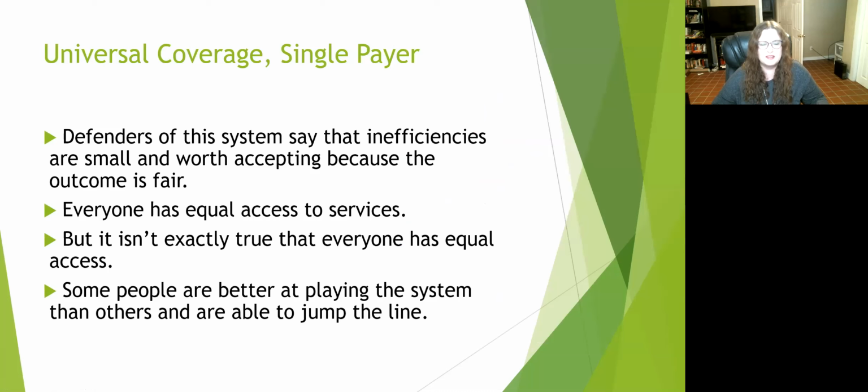Defenders of the system say that the inefficiencies are really small, because even though there's a lot of red tape and people aren't necessarily getting the exact plans that they want, even if they have better understanding of what their healthcare costs are, maybe these small inefficiencies are worth it because everybody has equal access to services. But it's not necessarily true that everyone has equal access to services, right?